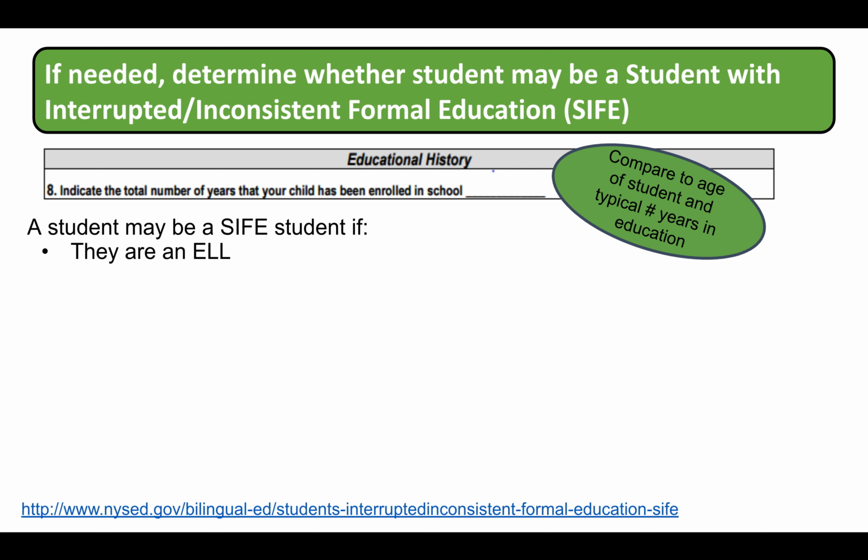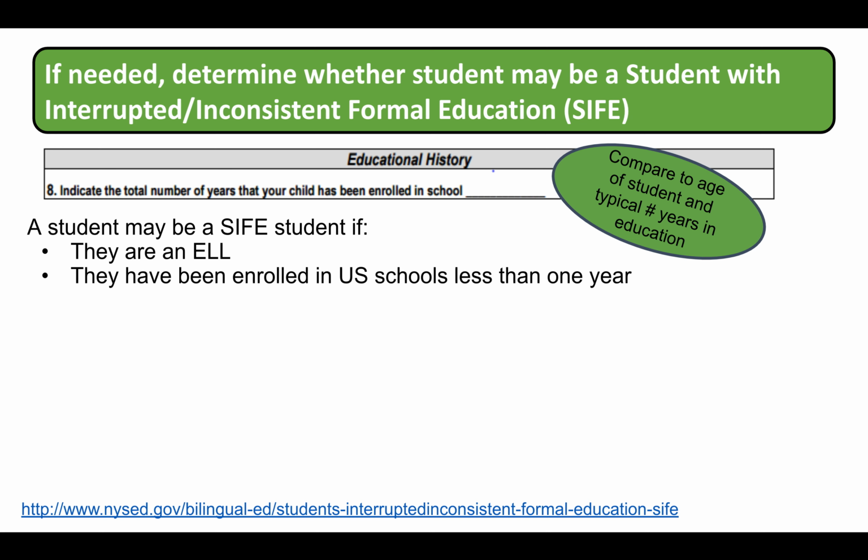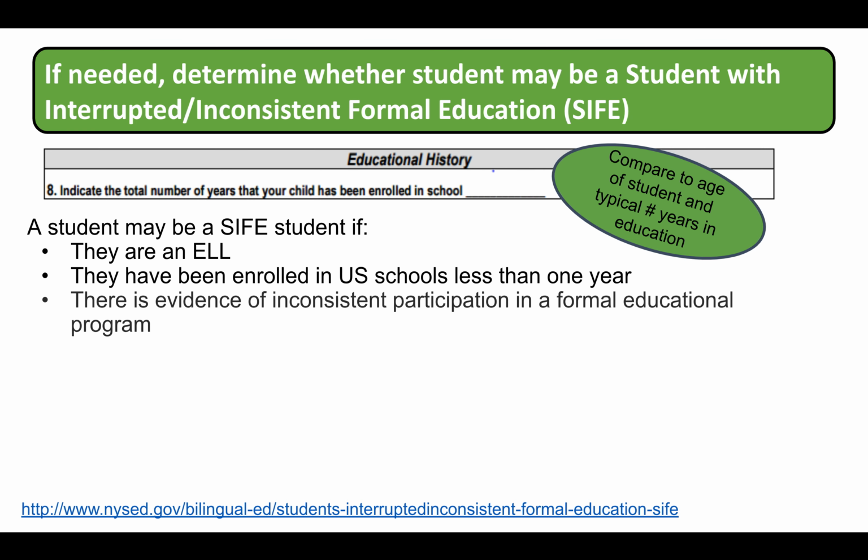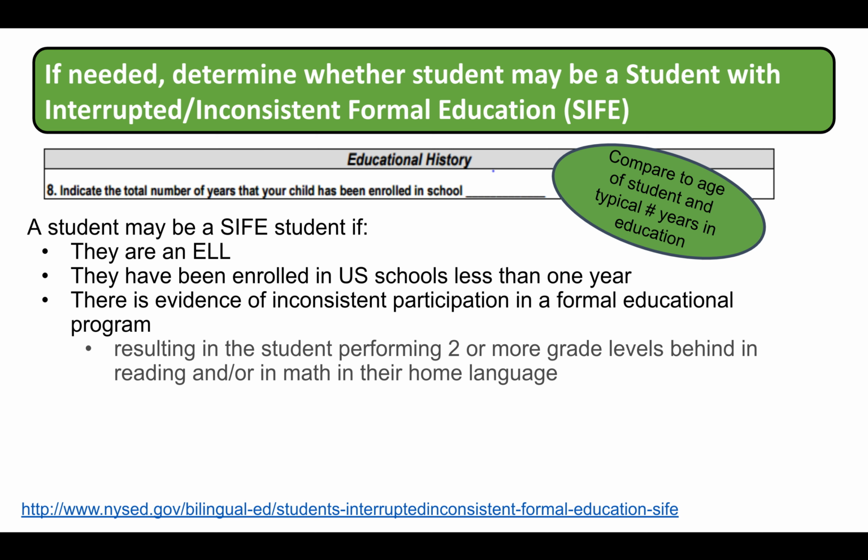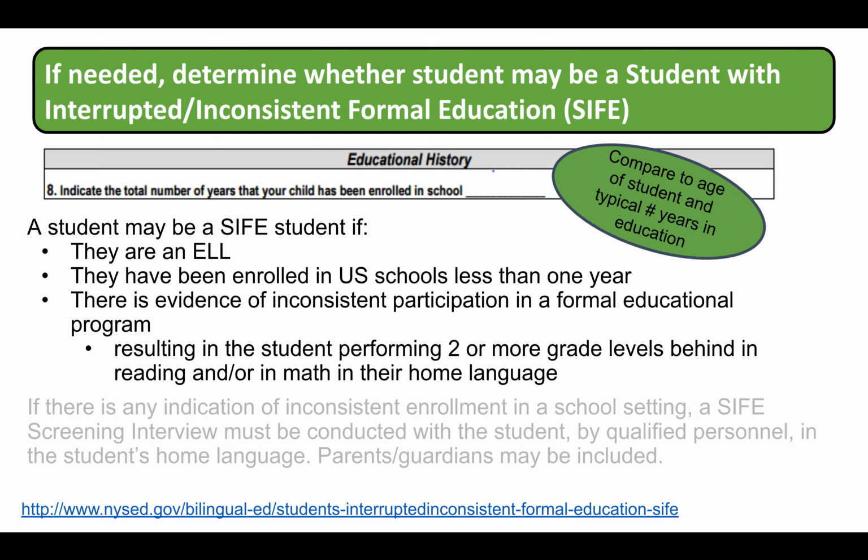So a student might be a SIFE student if they are an English language learner enrolled in U.S. schools less than a year, and there's evidence of inconsistent participation in a formal education program, resulting in the student performing 2 or more grade levels behind in reading and/or in math in their home language.